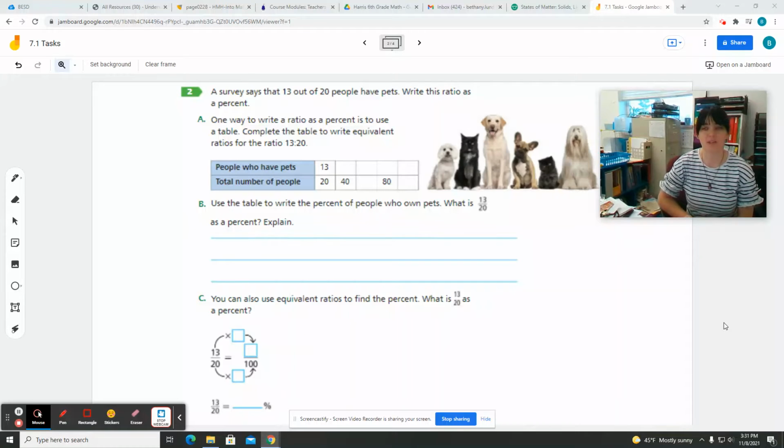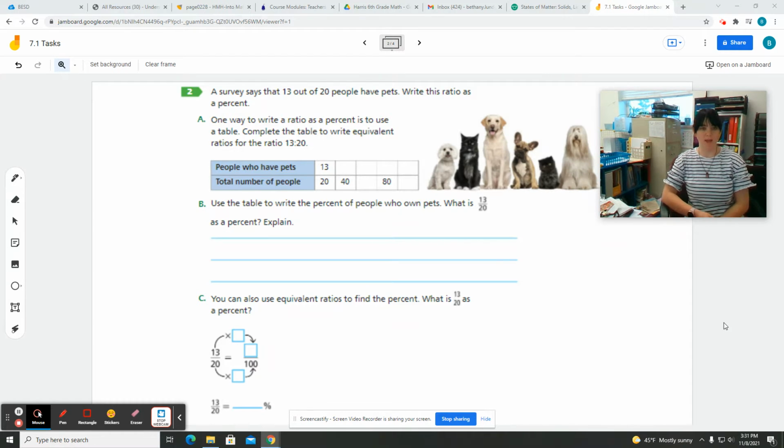This is task 2 for 7.1. So this is on page 207. Let's get started. Okay, so our problem is that a survey says that 13 out of 20 people have pets. We're going to write this ratio as a percent.